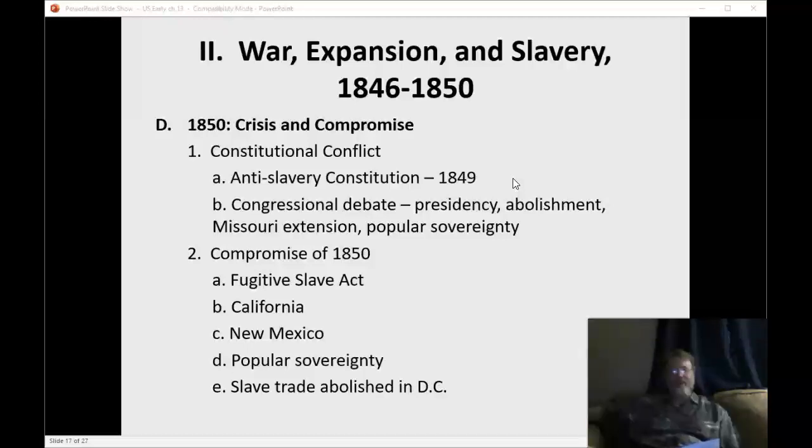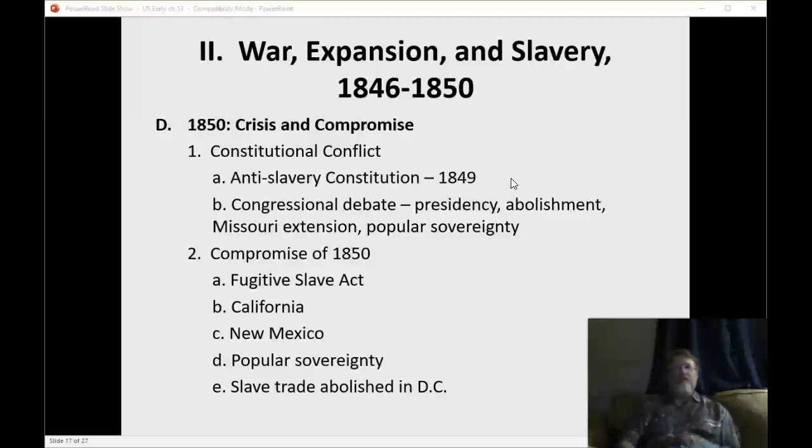So, the Fugitive Slave Act gives federal support to slave catching and makes slave catching now officially sanctioned by the government. You can go back and get your property that's run away, basically. California free, New Mexico and Utah admitted as new states or territories. New Mexico is a state, Utah is a territory. And then popular sovereignty will now apply to all new states or territories. In other words, the people in the state get to decide, get to vote. And then the slave trade abolished in Washington.